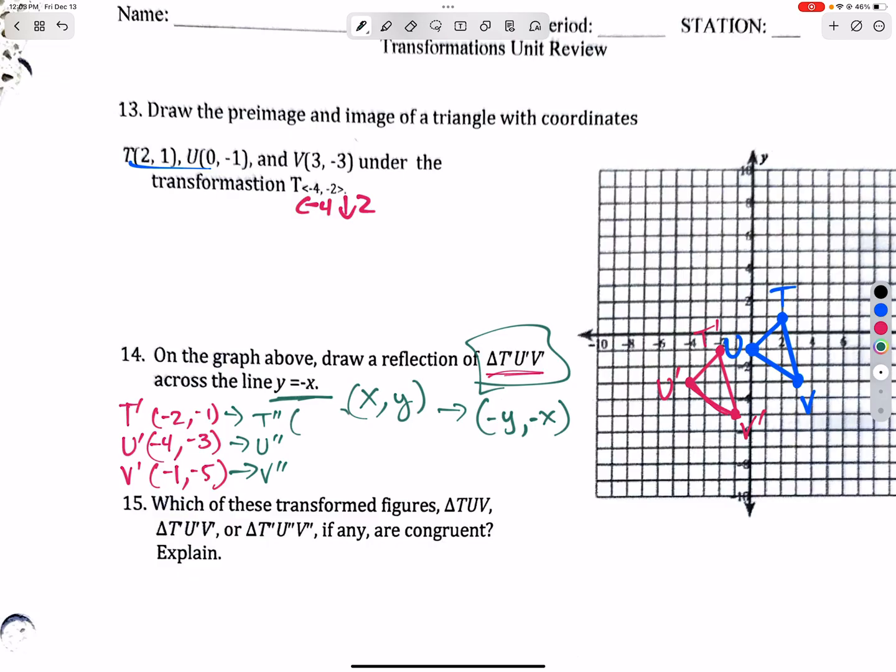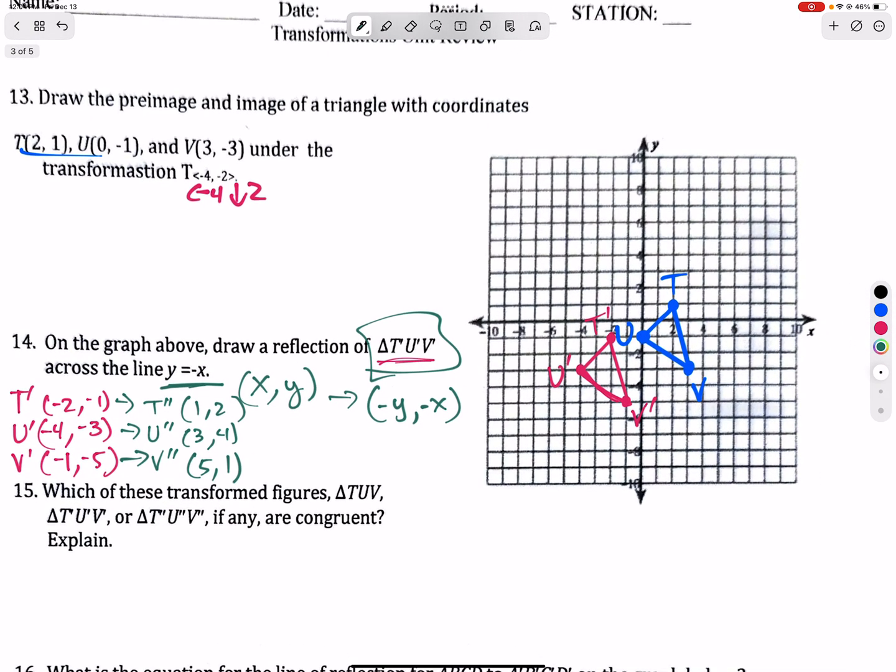Because this is the third thing I'm doing. So it's going to become 1, 2. It's going to become 3, 4. And it's going to become 5, 1. So those are my new points. So T is at 1, 2, which is right here. U is at 3, 4. These are a hot mess right on top of each other. V is at 5, 1. V double prime. Okay, boom, boom, boom.